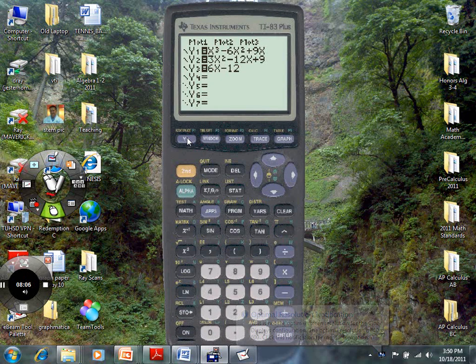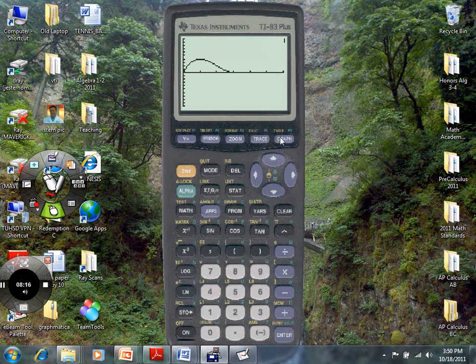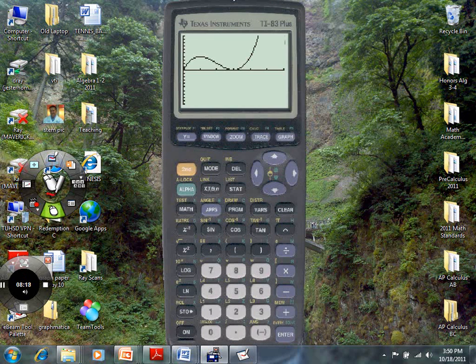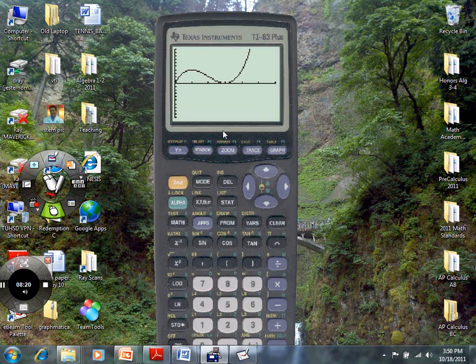I'll highlight just the first one so you can see what the graph looks like. That's what the graph looks like. So that describes the motion. Actually, let me back up and describe the motion.